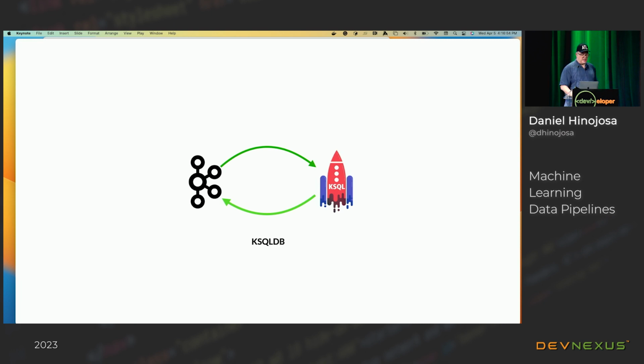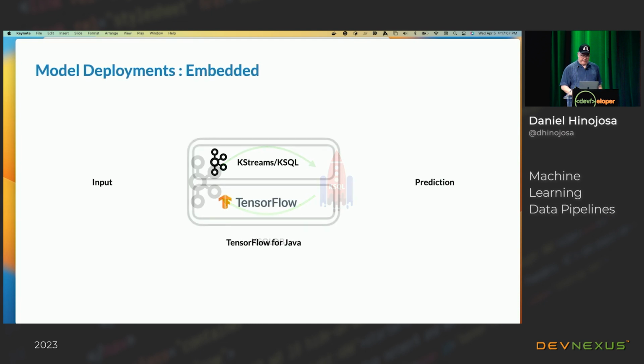And that one's called KSQL DB. It was once called KSQL, so if you're looking at the diagram there, it was called KSQL. It's now called KSQL DB because you can just set up databases immediately with it. So lots of different things that you can do and lots of different ways that you can go about it. You can have KSQL or KSQL DB along with your TensorFlow to make a prediction.